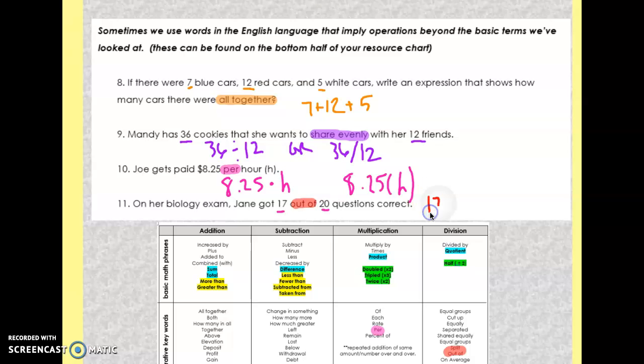So again, we're not looking for any type of answer. You don't actually have to do the division. You're just writing an expression that shows the relationship between the numbers and or variables. So that last one there is 17 divided by 20.